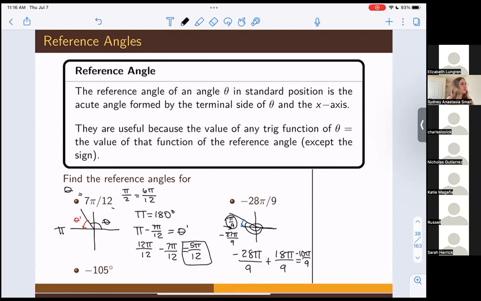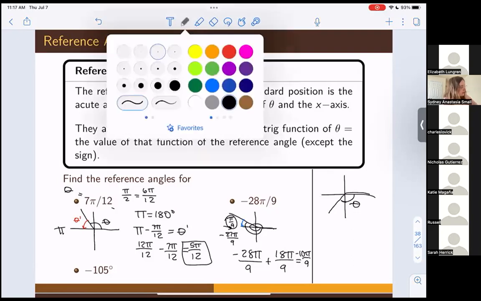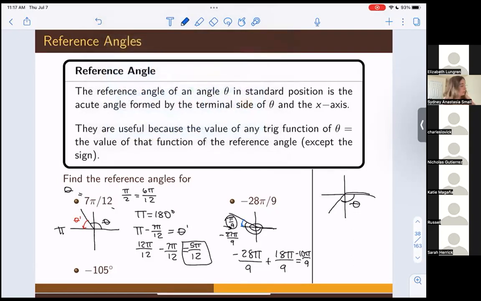Okay, so negative 105 degrees. Let's just draw a picture because that's what we know how to do. If we think about negative angles, they are going around in a clockwise direction. So let's walk this way. That was negative 90 degrees. We're not quite there yet. We need to go a little bit more to negative 105. So we can say that this is our angle theta. It's negative 105 degrees. Now, just visually from this picture, we can see that the reference angle will be whatever this guy is.